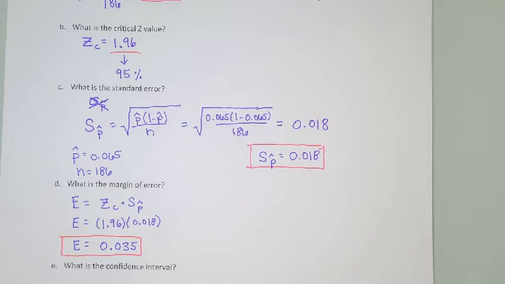That tells us that 95% of the sample proportions are within 0.035 of the true population proportion. Or 95% of random samples of size 186 will have sample proportions with at most 3.5% error.